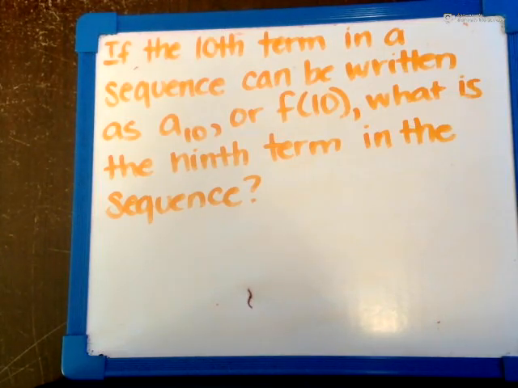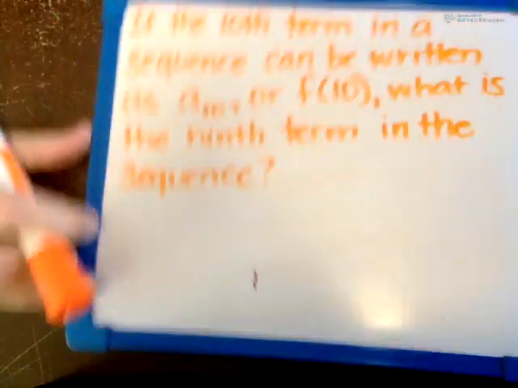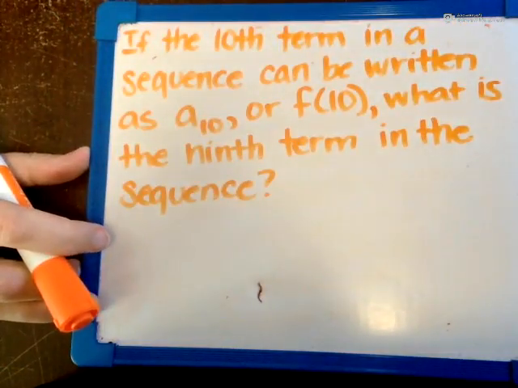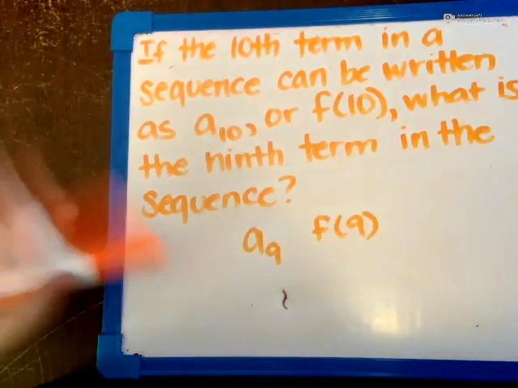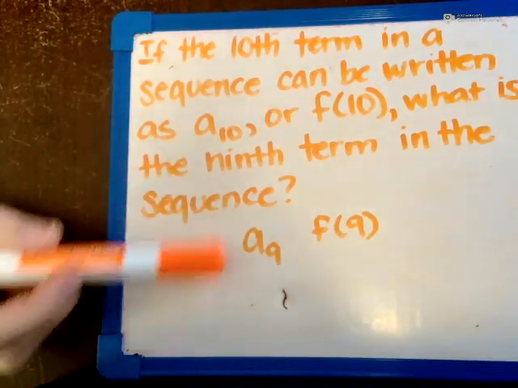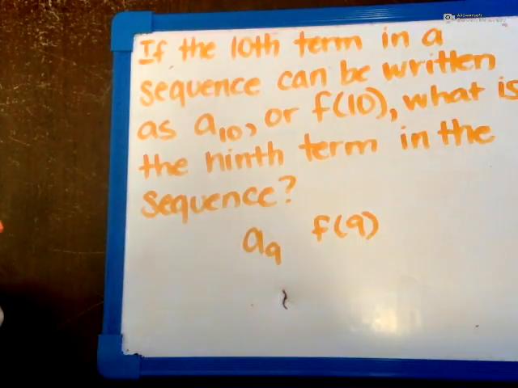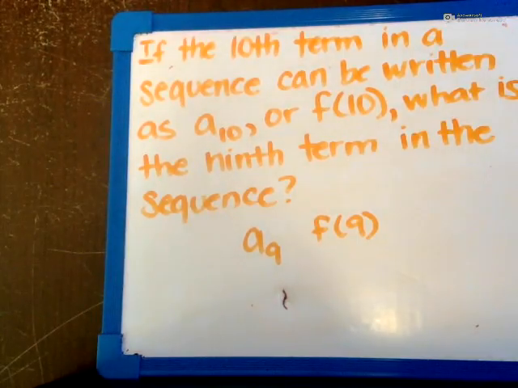Well, this is tricky, except we don't have to sit here and figure out an actual number because we don't have all of the information to get an actual number. It's just this easy. The answer is either a sub 9 or f of 9 because that's the 9th term.